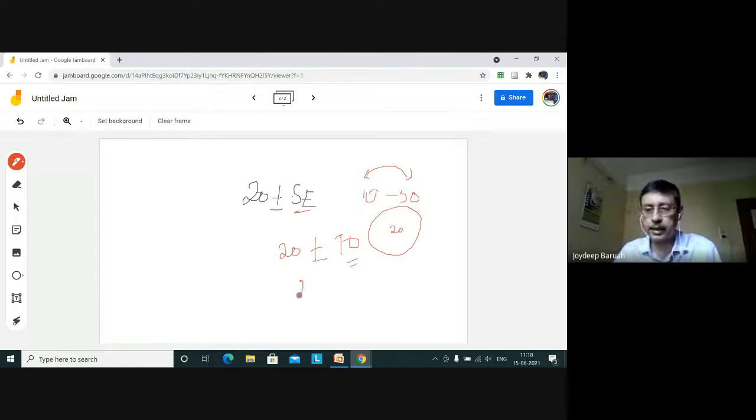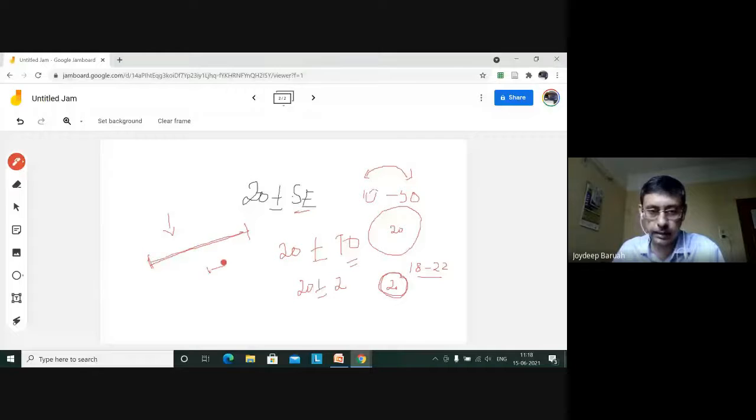Now if your standard error is very small, suppose it is 2, you will have a relatively smaller boundary because you are more sure about your results. So you will say that this is actually 18 to 22. Therefore the boundary that you construct shows your level of confidence. With a larger boundary, your confidence interval is greater, which means you are not very sure. But if you are very sure, your boundary will be small, and your confidence is very high.